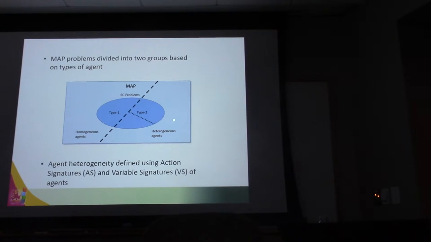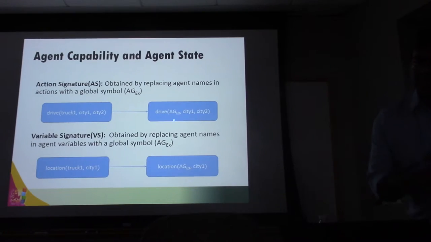So like we discussed, we have divided it into two types: type one, which are problems with homogeneous agents, and type two, which are heterogeneous agents. So the question we need to ask ourselves is what makes certain problems have heterogeneous agents. We are going to define agent heterogeneity using two new concepts, agent signatures and variable signatures. Basically, if you want to identify a capability of an agent, one way you can do it is to look at the kind of actions it can perform.